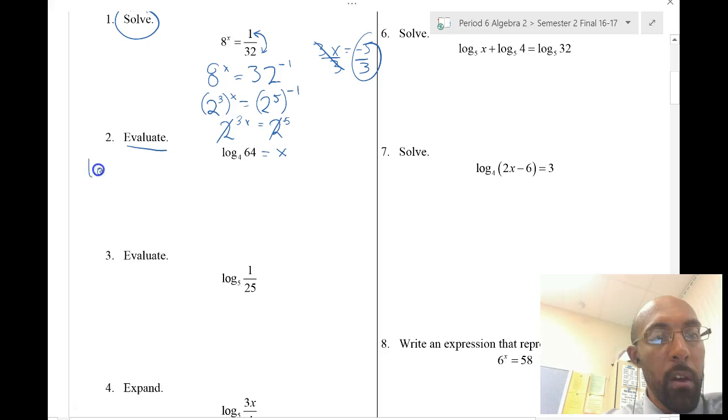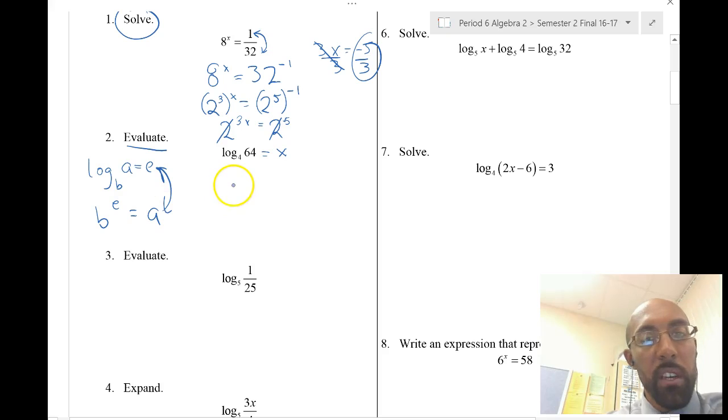We can go from log base b of a equals e, and we can take those same numbers and change it to exponential form, and now the base becomes your b here. The e is your exponent, and then the a goes on the other side of the equal sign. So that's basically how you can flip back and forth between logarithms and exponential form. So here, the base is 4, and then the e here is x, and then the a here is 64.